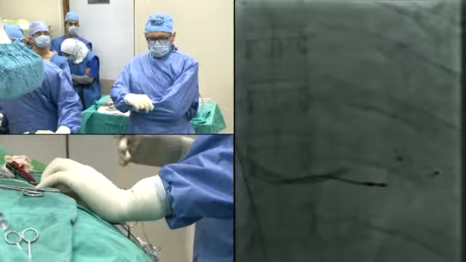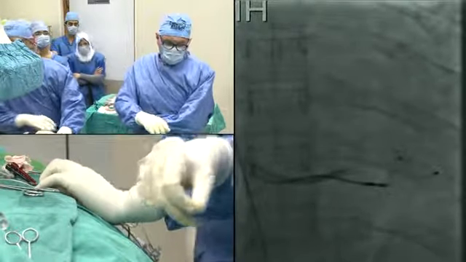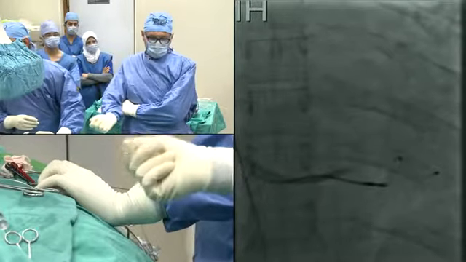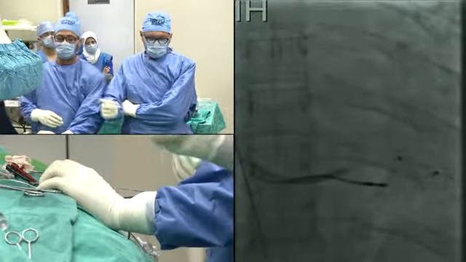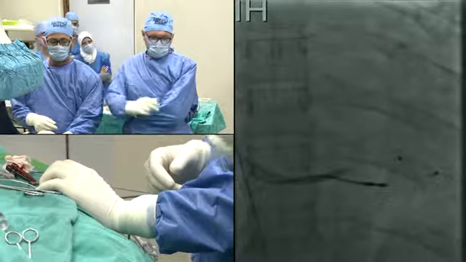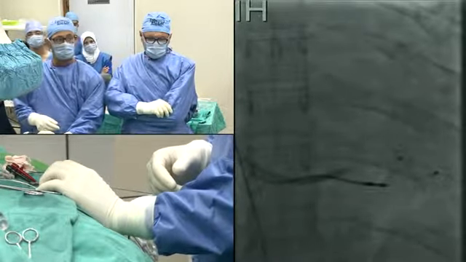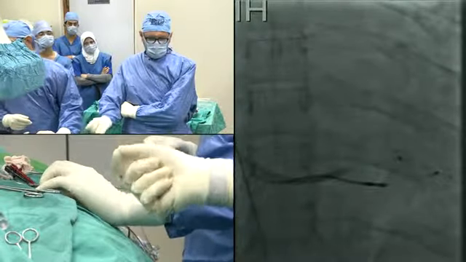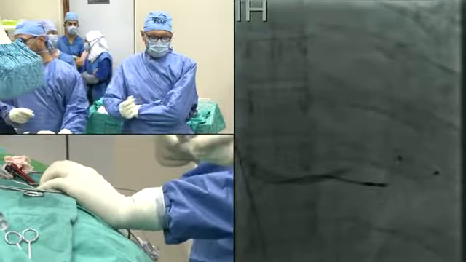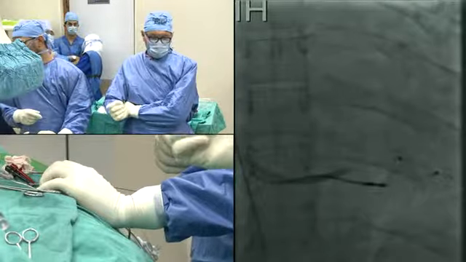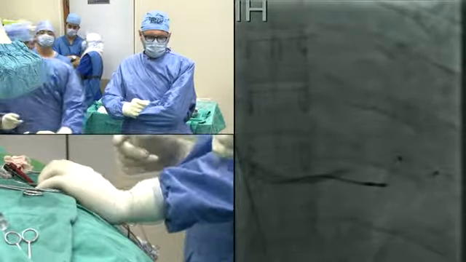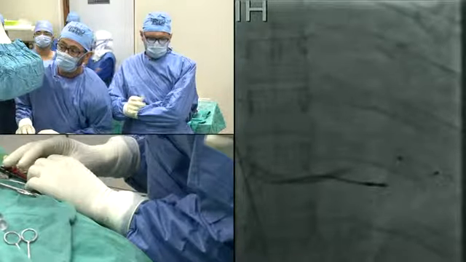It's an increasingly common practice now to try to avoid contrast usage and to place these leads without the use of any contrast angiography at all. My own practice is to try to do that first, and then if there are difficulties obtaining access to a good vein, at that point I would do the CS angiogram.